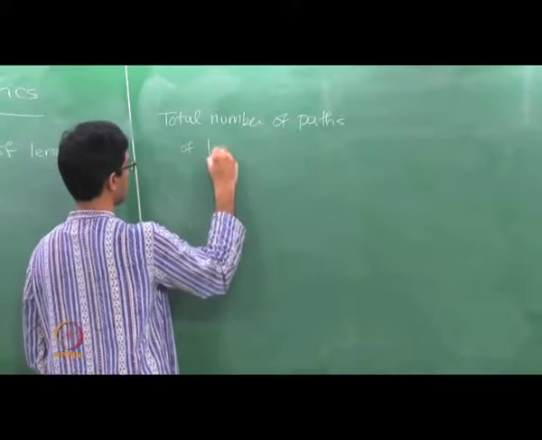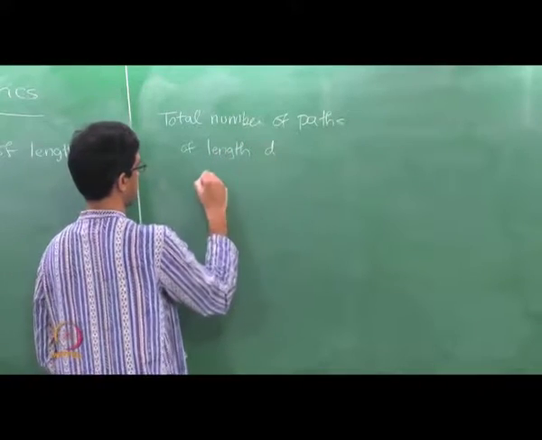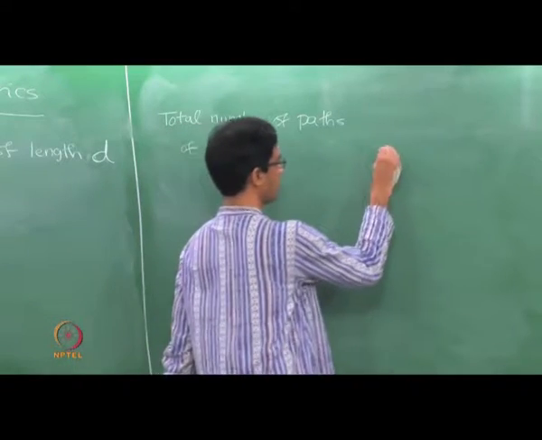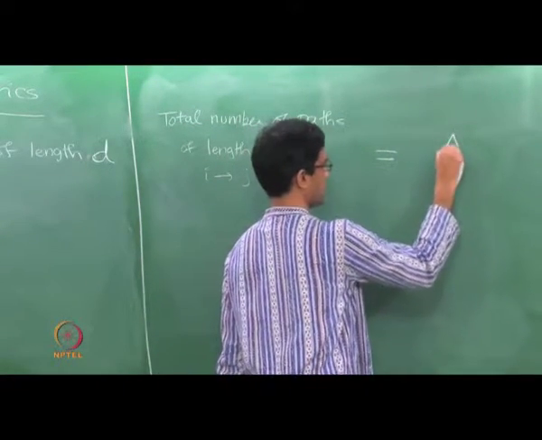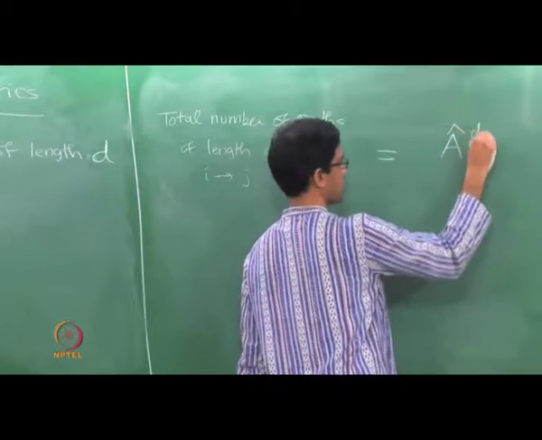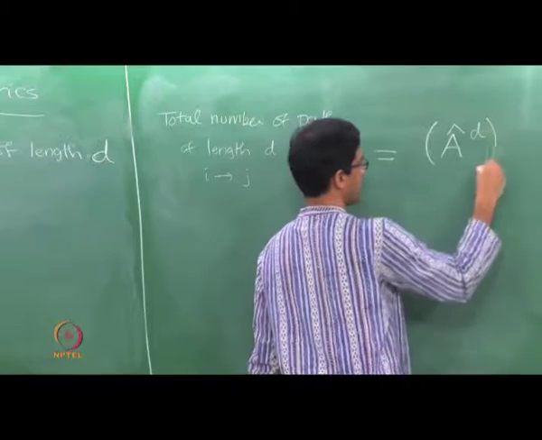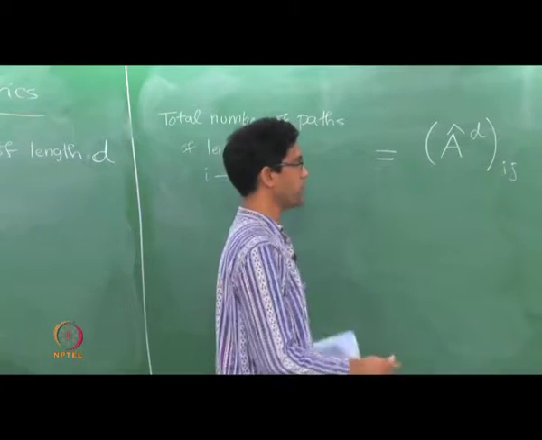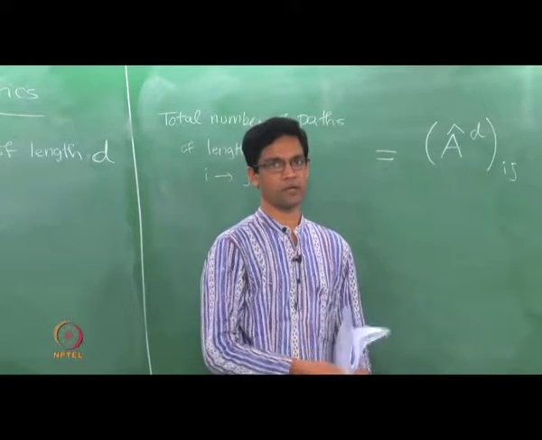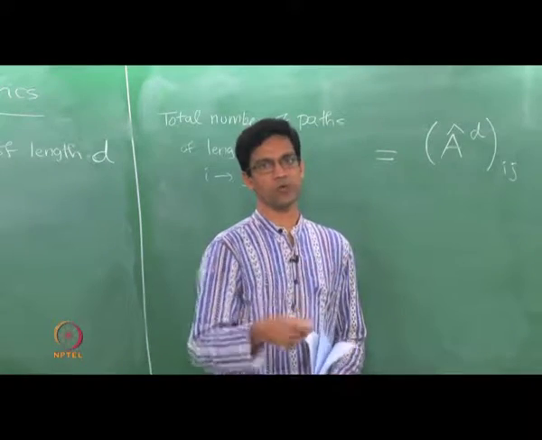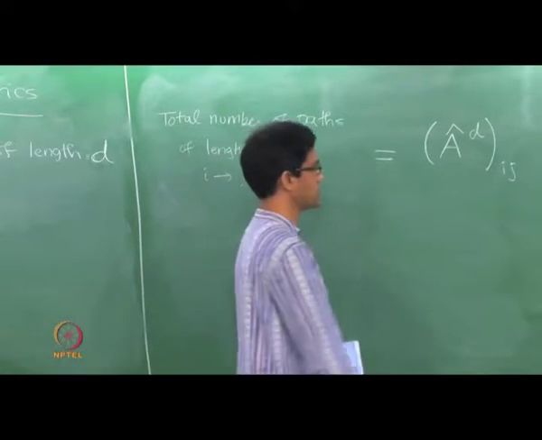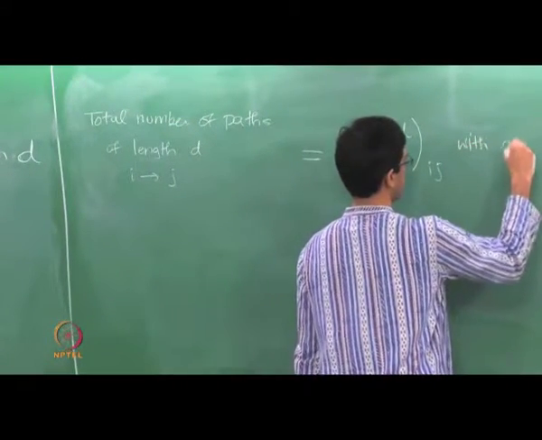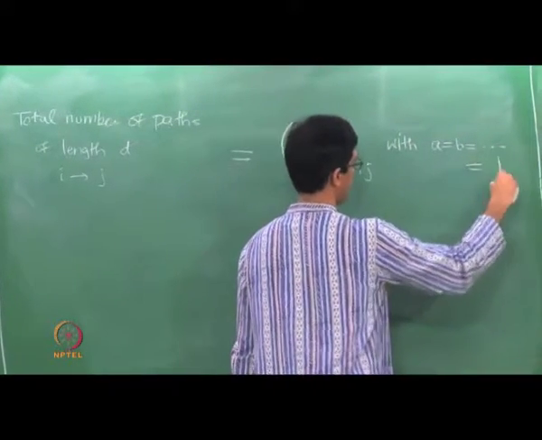of length d, let's say, from i to j, if that's all you care for, well, then what would you do? You would do the following: you would first take all paths with labels. So you'd first take A hat power d, and you take the ijth entry, which will list out all the paths for you with labels, and then you just ignore the labels. Okay. In other words, wherever you find A, B, C and so on, you set them all equal to 1. Think of them as just being substituted as 1, with all the variables assigned the value 1.